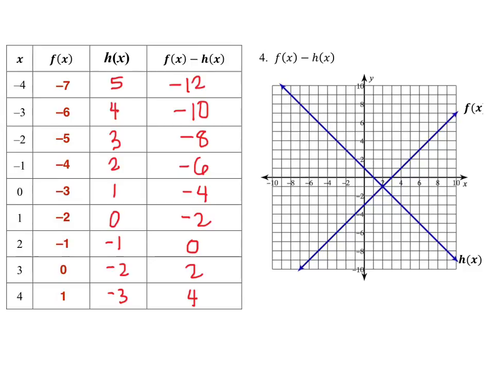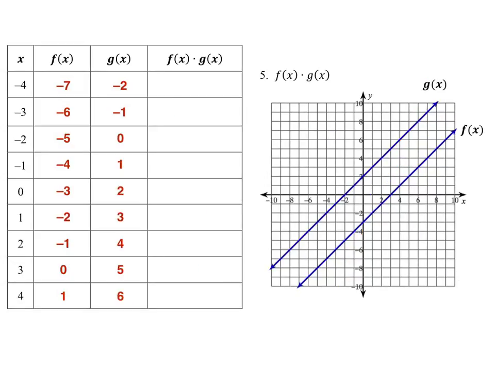X equals negative 4, y equals negative 12. It doesn't fit on my graph. X equals negative 3, y equals negative 10. X equals negative 2, y equals negative 8. X equals negative 1, y equals negative 6, x equals 0, y equals negative 4. Continue plotting all of these points. And then I could continue this pattern. It's just a slope of 2. And that's my graph.